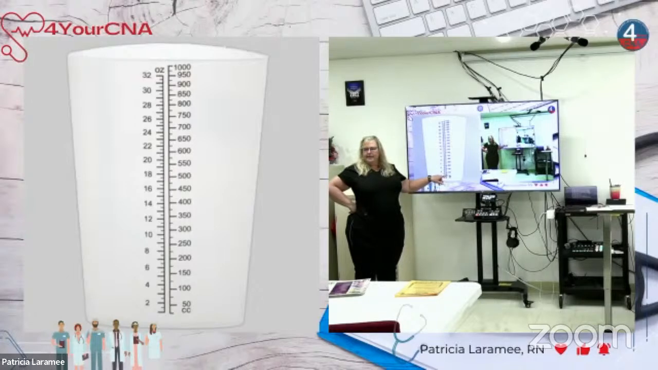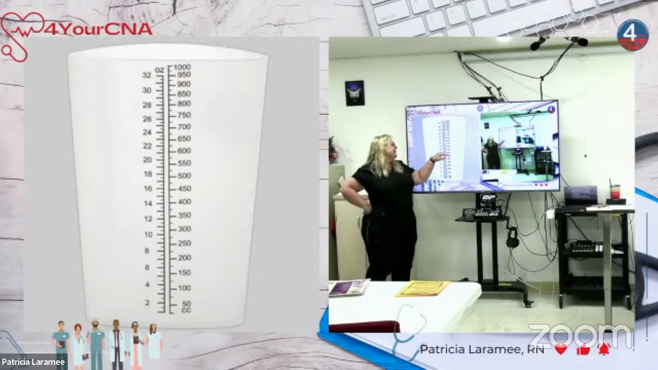Ounces or cc's? CCs. So we're going to ignore this side. When you empty the drainage bag, it's got to be totally empty, guys. Don't leave urine in that drainage bag. It needs to be empty. But when you empty the bag into the container, when we measure it, it has to be on a barrier, on a flat surface, and we have to be at eye level to measure.